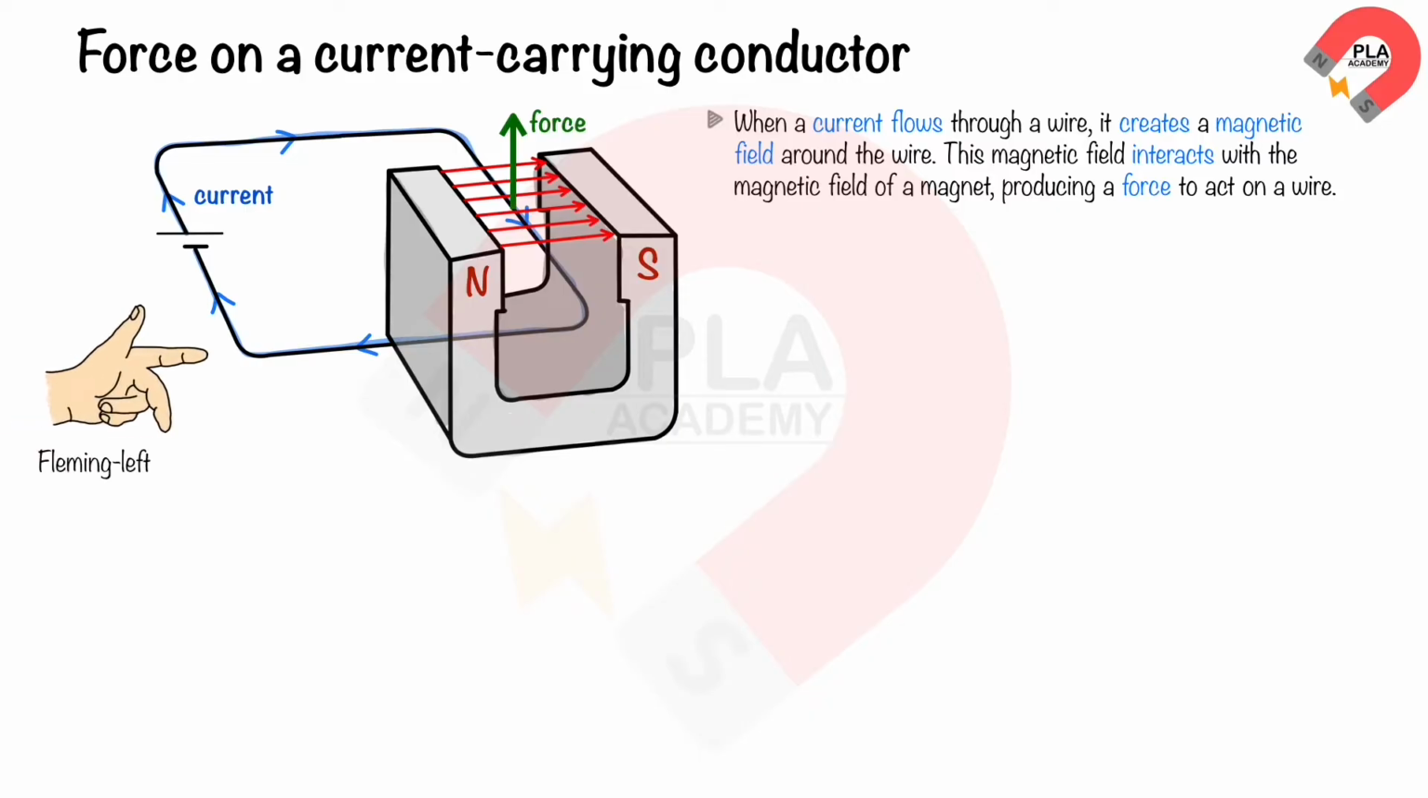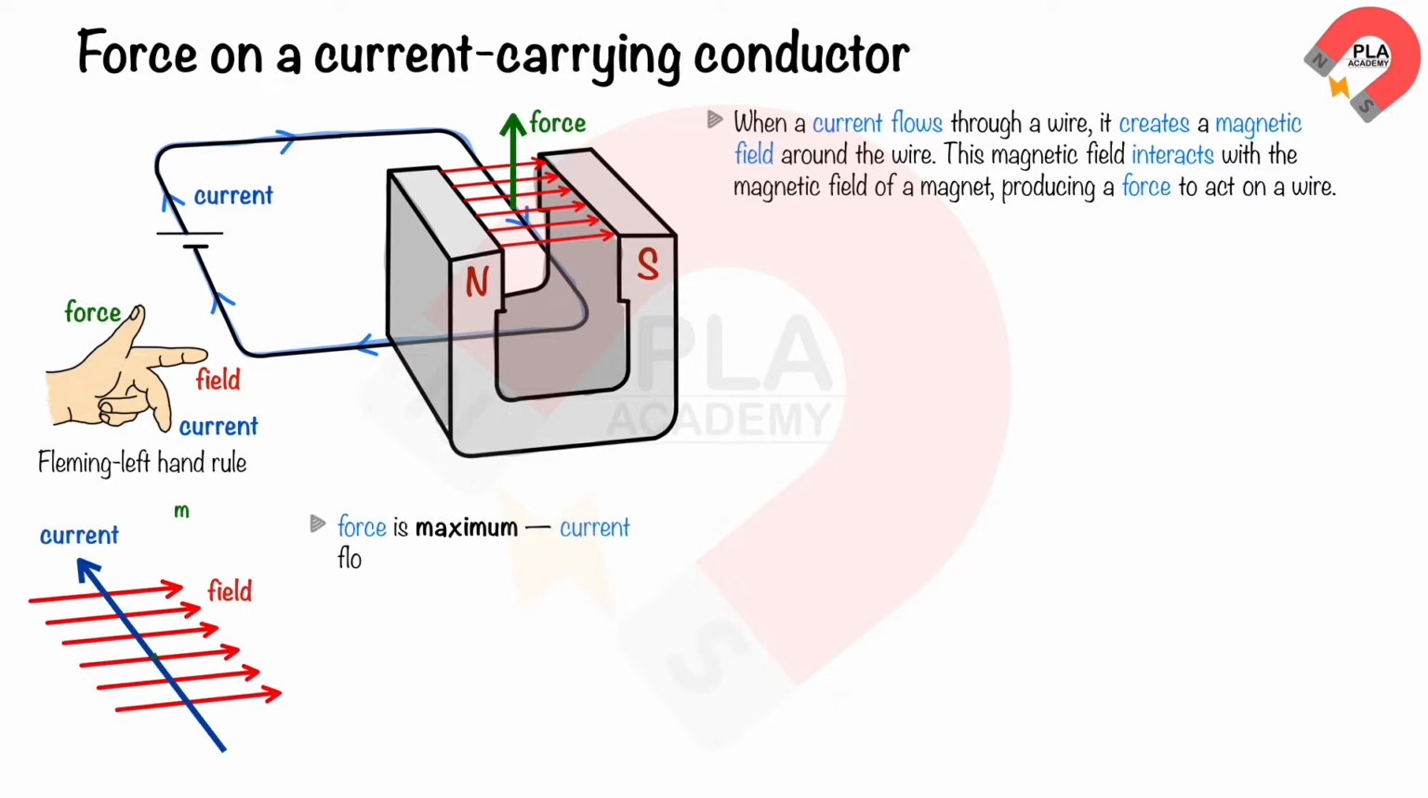Fleming's left-hand rule helps determine the direction of the magnetic force on the wire. The index finger points in the direction of the magnetic field. The middle finger points in the direction of the current. The thumb points in the direction of the force, or motion. All three fingers are perpendicular to each other.